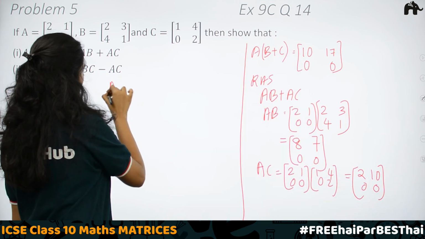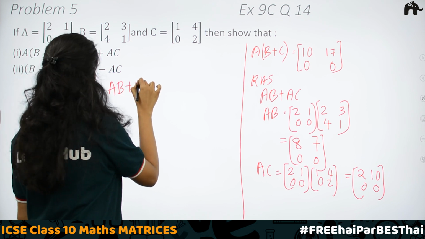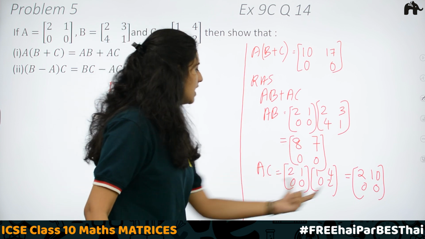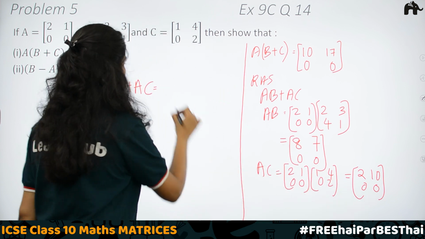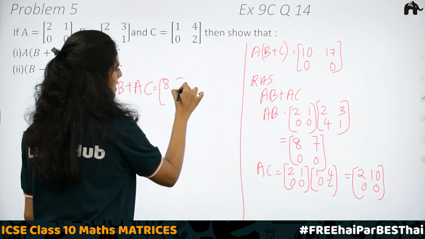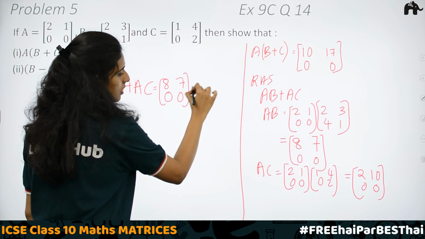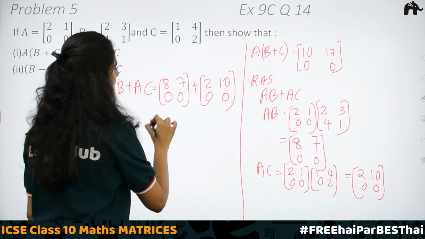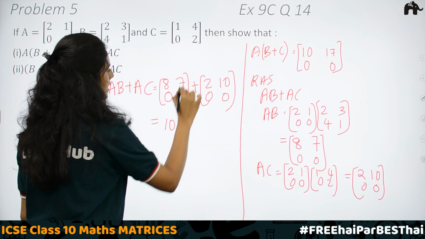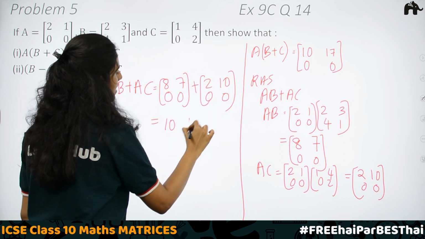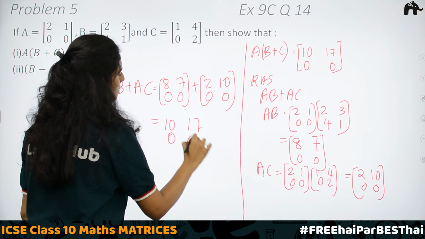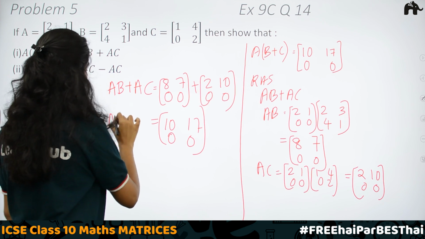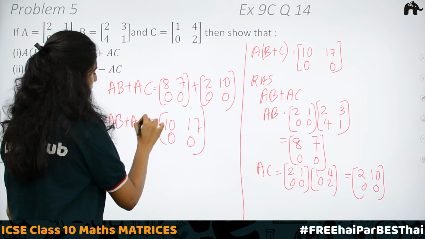Now to get AB plus AC, we'll add matrix AB and matrix AC. That is 8, 7, 0, 0 plus 2, 10, 0, 0. 8 plus 2, 10. 7 plus 10, 17. 0 plus 0, 0. 0 plus 0, 0. So, this is the required AB plus AC matrix.